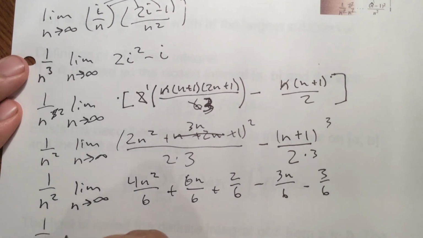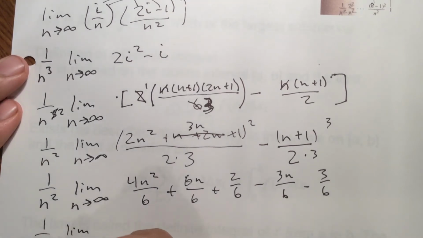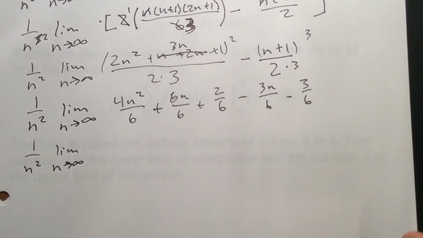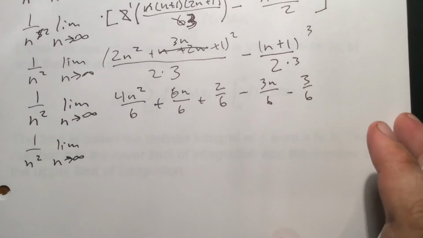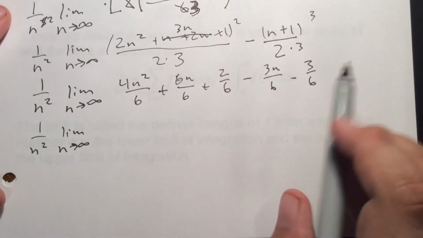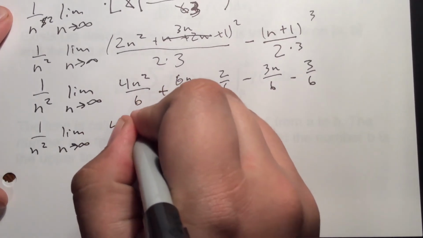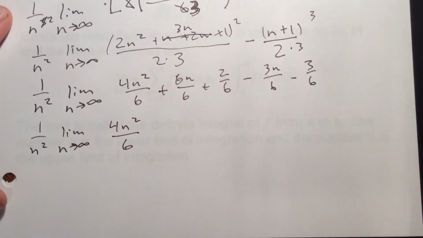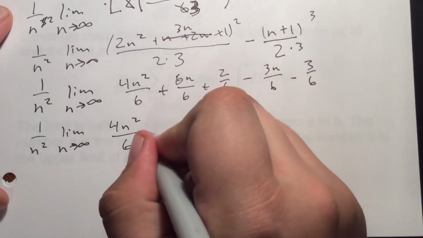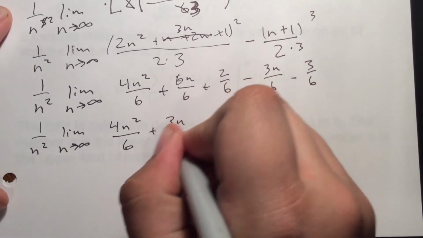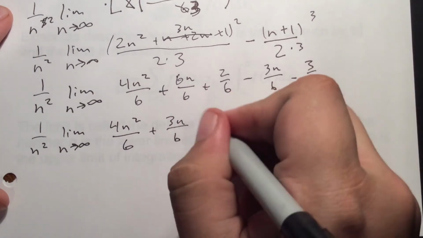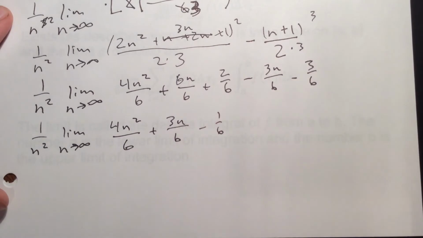1 over n squared as the limit goes to infinity. So we're going to do the last steps, so hang in there. So 4n squared, there's no other 4n squareds, so we're going to start with that. 4n squared over 6. I have a 6n minus 3n, which would end up being plus 3n over 6. And 2 sixths minus 3 sixths would be minus 1 sixth.